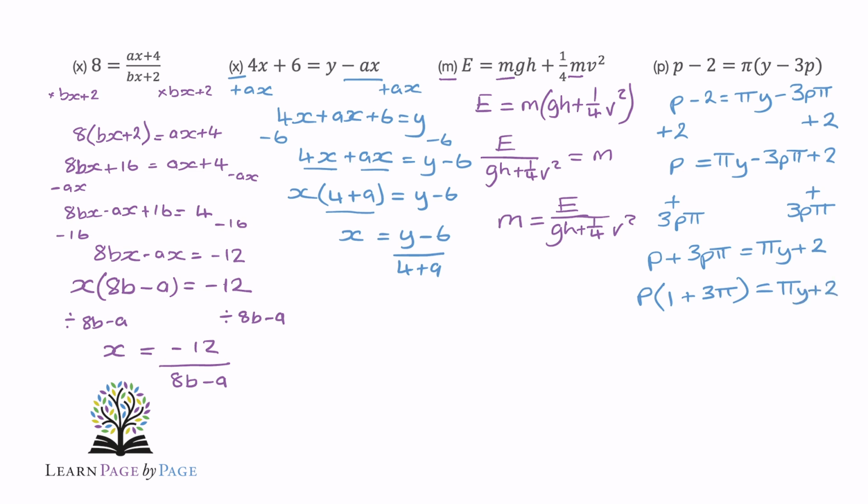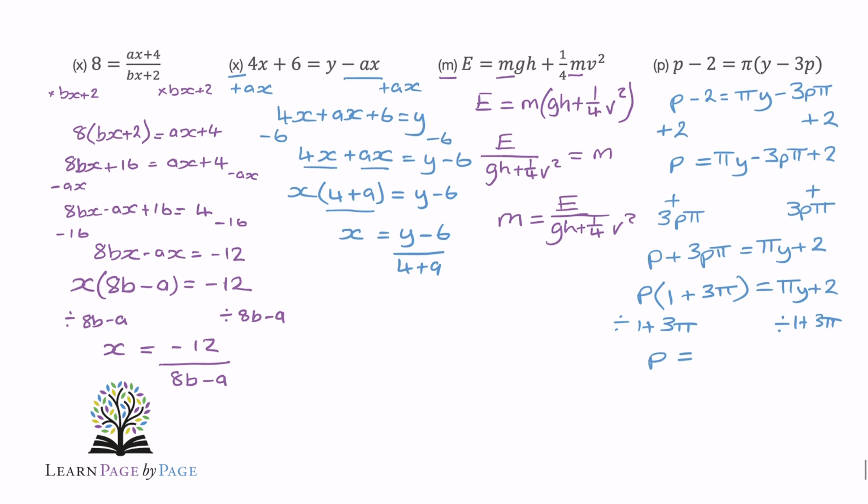Now we can divide both sides by that. So we divide by 1 plus 3 pi on that side and on this side. We end up with p on its own as they wanted. p is now the subject of the formula, equals pi y plus 2 all over 1 plus 3 pi.